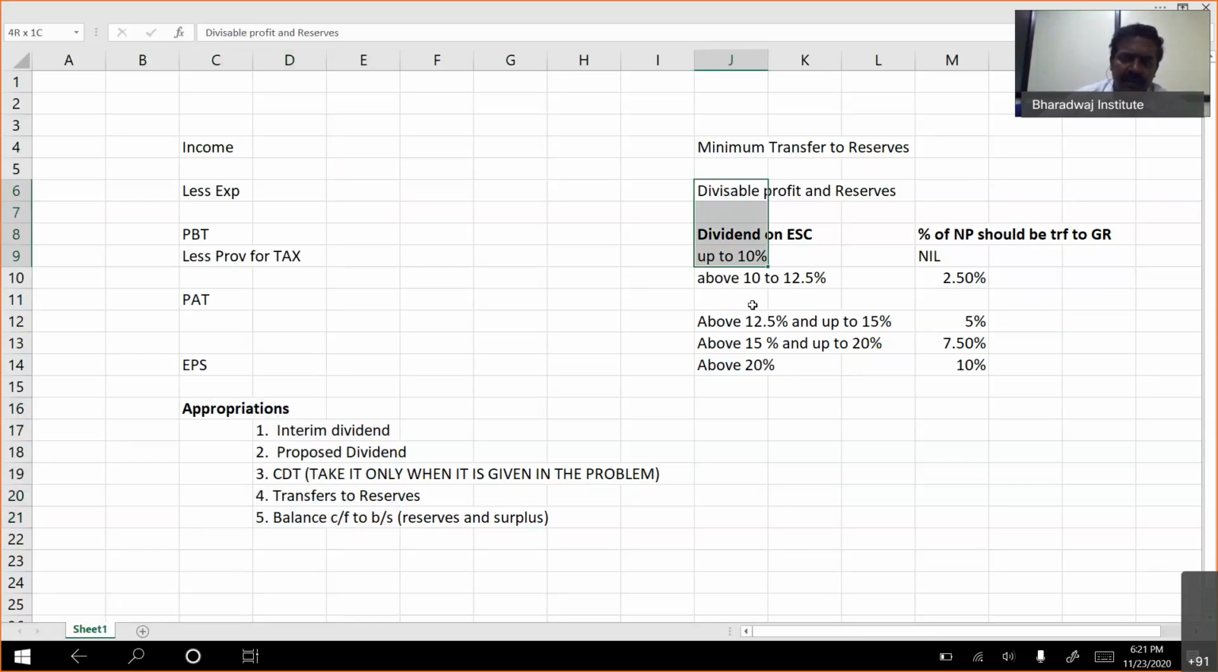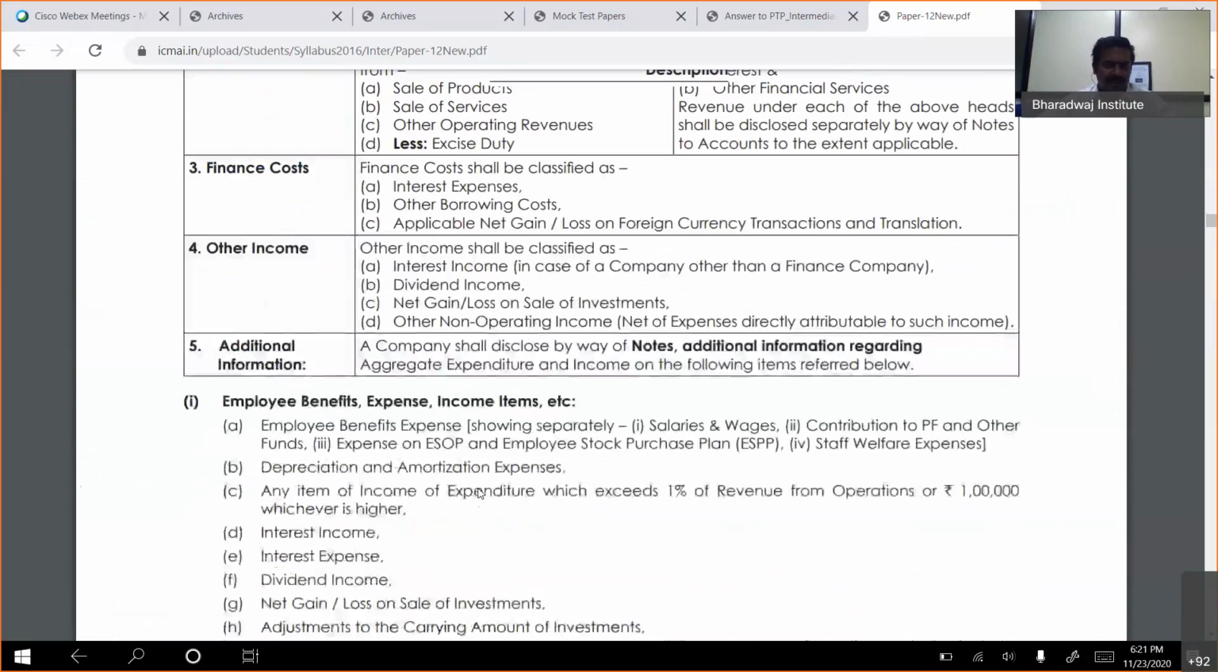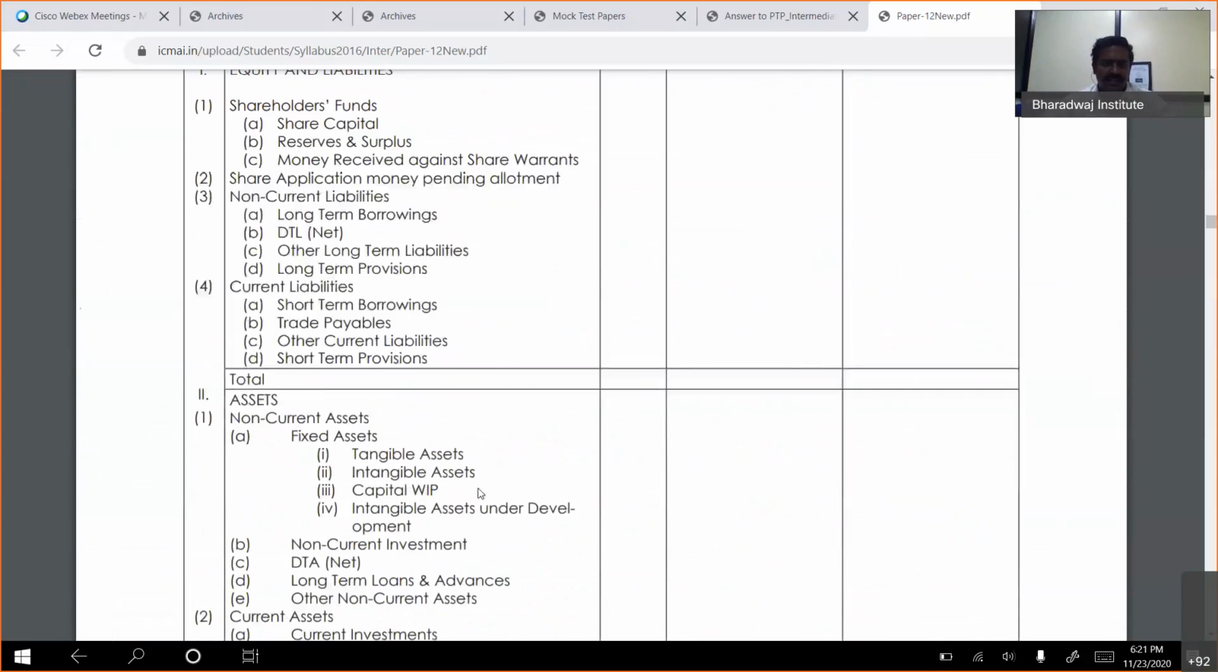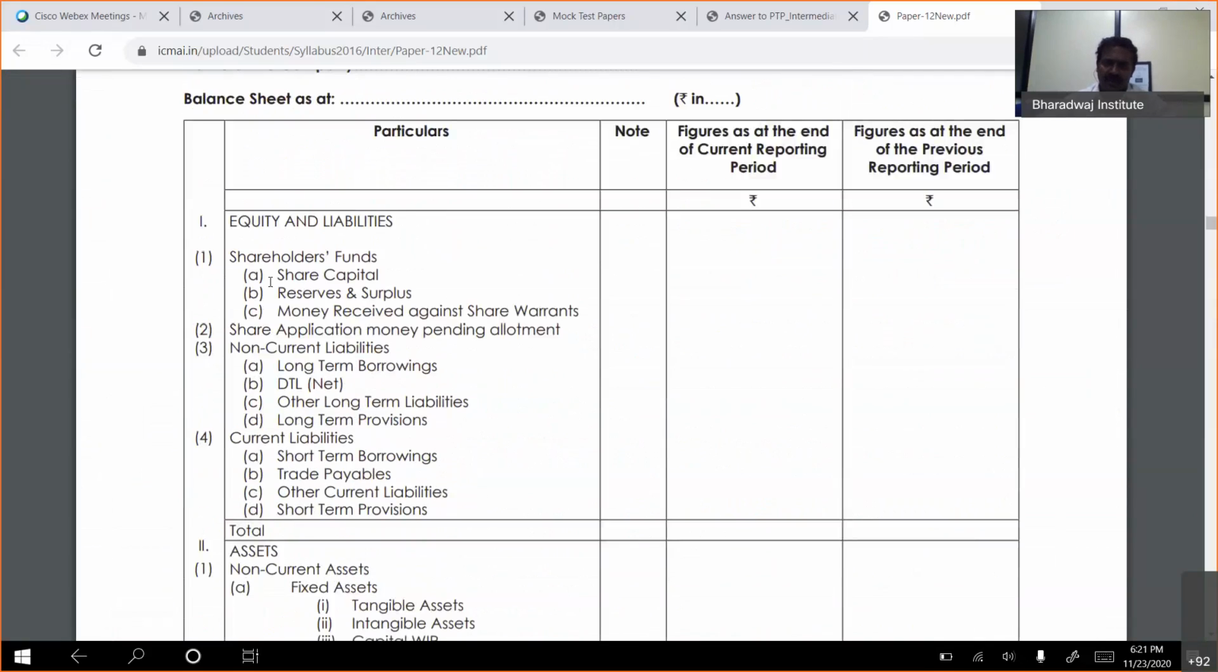And this is the minimum transfer to be made for reserves. Then of course, balance sheet format. I need not tell you, you know the format of balance sheet already. The first heading is equity and liabilities, under which we have shareholders funds. This includes share capital, reserves, and money received against share warrants. If you issue share warrants and collect money, that will be separately shown. Then any application money pending allotment.